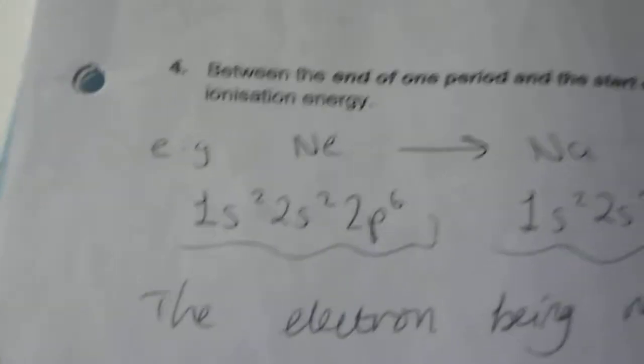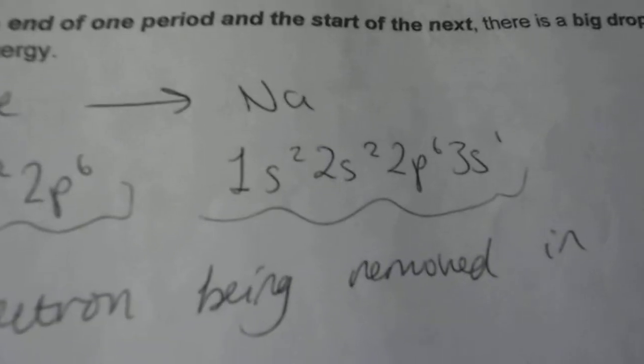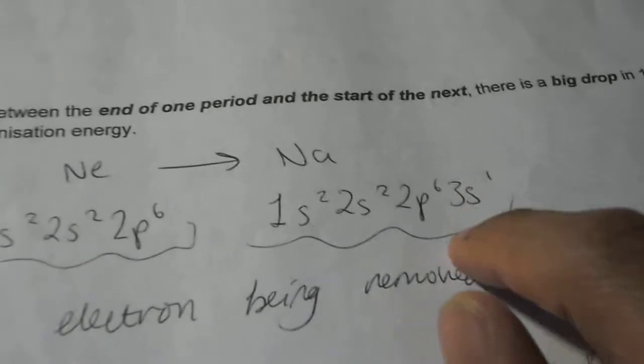And then between the end of one period and the start of the next, there is a big drop in first ionization energy. So we're going from the end of neon to the beginning of sodium, right? From Ne to Na, it goes 1s2, 2s2, 2p6, and then Na is 1s2, 2s2, 2p6, 3s2. So the difference is this new 3s orbital.